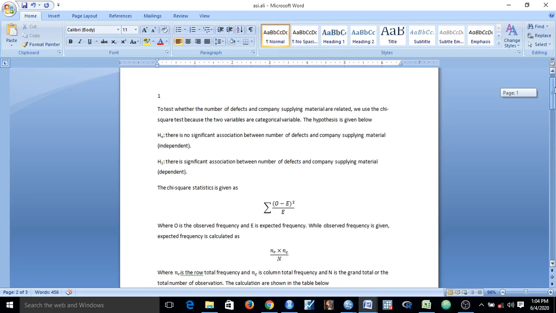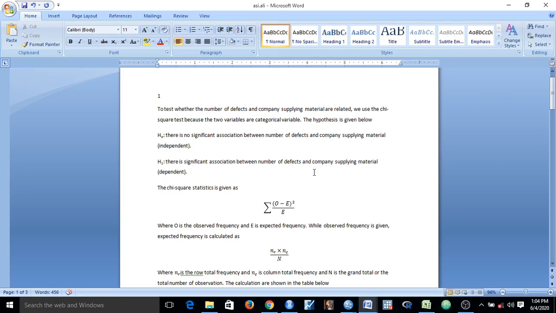So what are we rejecting? We are rejecting the null hypothesis that there is no significant association between number of defects and company supplying material, that is, they are independent. So if we reject H naught, we are going to accept the alternative that there is significant association between number of defects and company supplying material. That is, the number of defects and company supplying material are dependent.